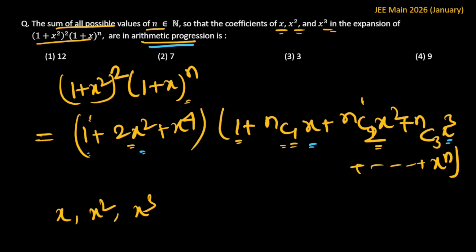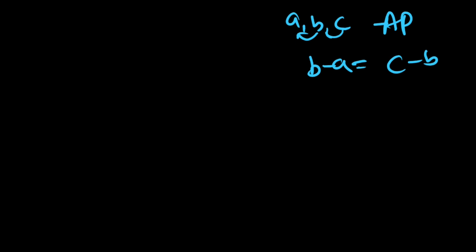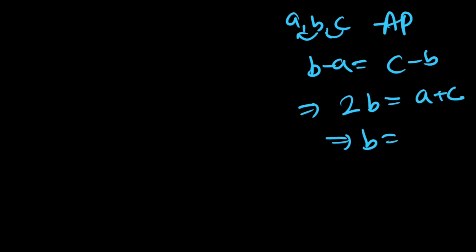are in AP. That means for three numbers, suppose A, B and C, which are in AP, the differences are the same: this minus this and this minus this are the same. So B minus A is equal to C minus B, so 2B is equal to A plus C. This implies B is equal to A plus C by 2, that means 2 times the second term is equal to the first term plus the third term.